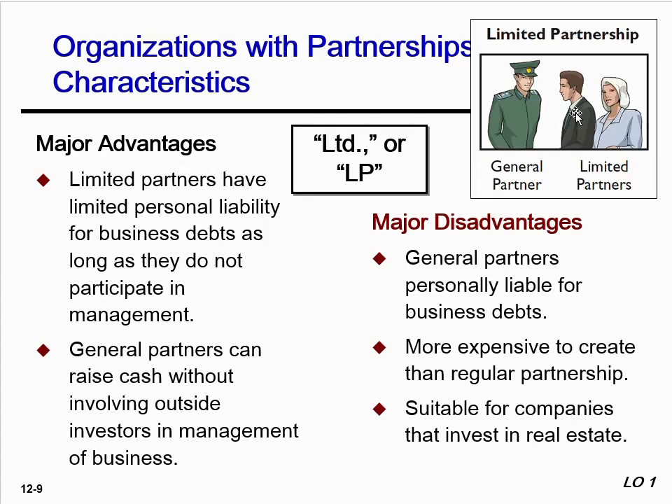There are some disadvantages as well for the limited partnership. Number one, the foremost, is that the general partner has unlimited liability. He's personally liable for the business debt. Because it's a special type of partnership, it's also expensive to create as compared to the regular partnership. Which type of companies usually use limited partnership? Real estate is one category of limited partnership.